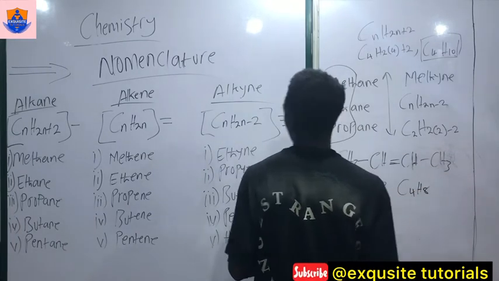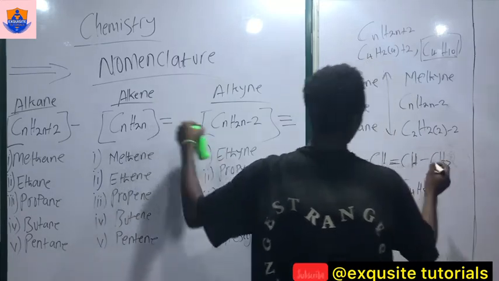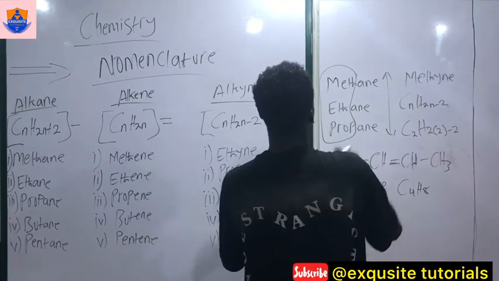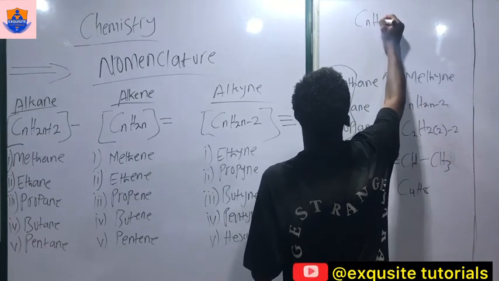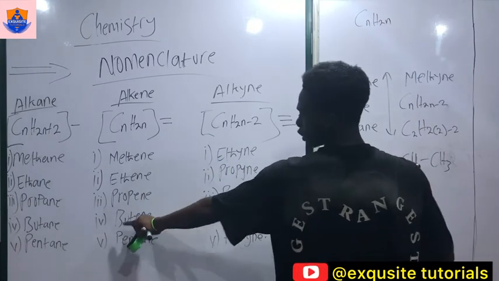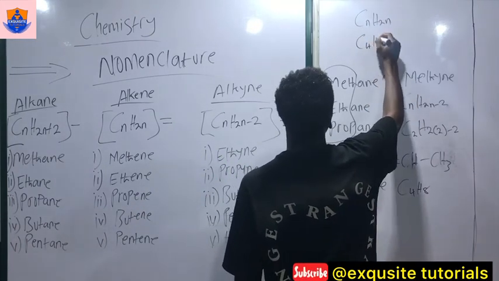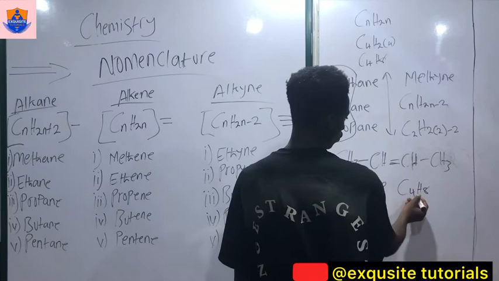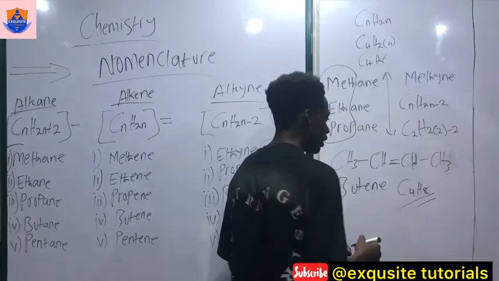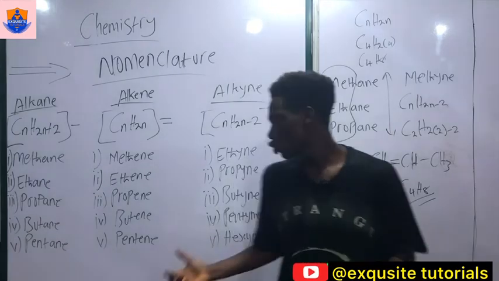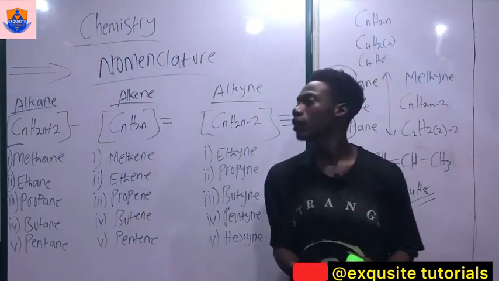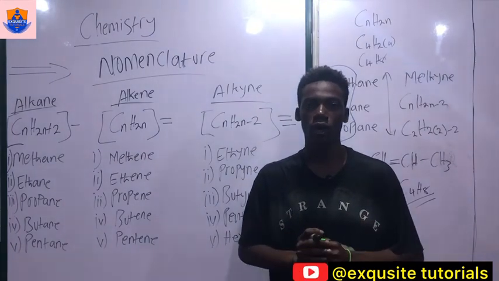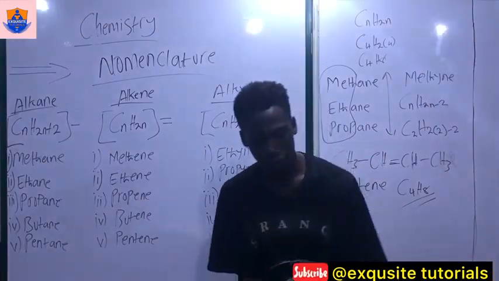So we have C4H8. Now, using this formula CnH2n, we have the 4th member. So we have C4 and 2 into 4, so we have C4H8, which is the same thing as what we have here. So this is butene. Now, the same goes for the alkanes. Okay. So now I'm going to be dealing with how to name organic structures in a simple and straightforward way. All right. Let's get into it.